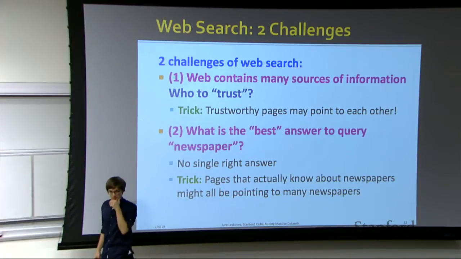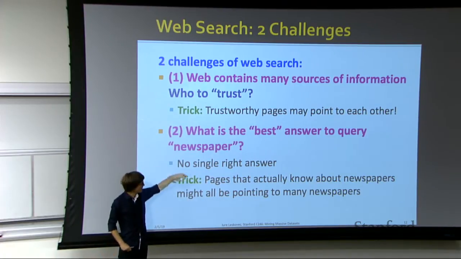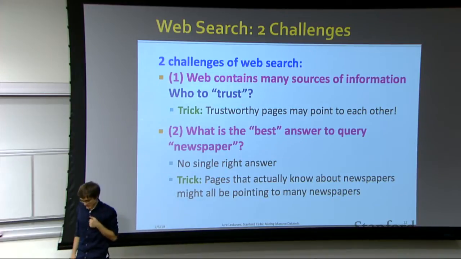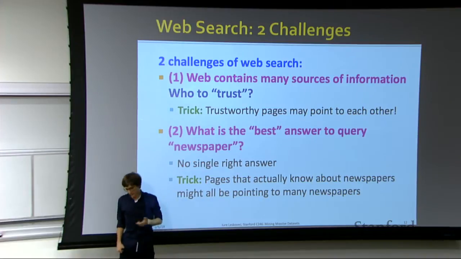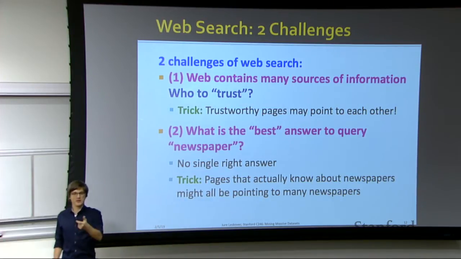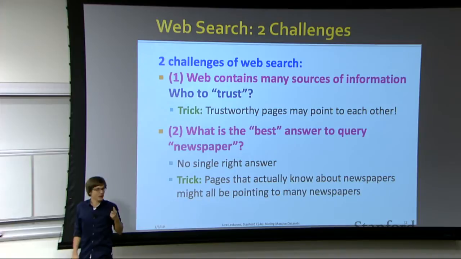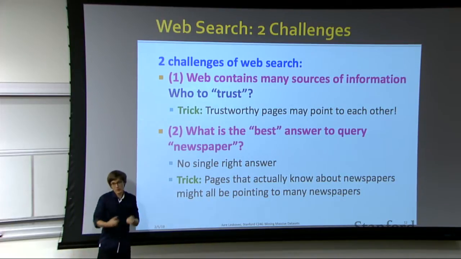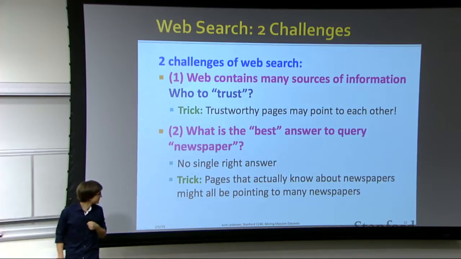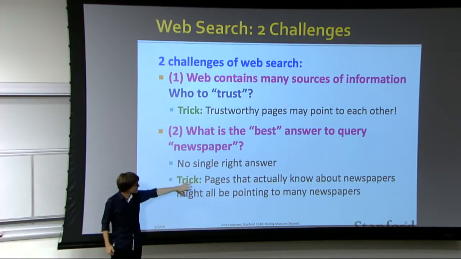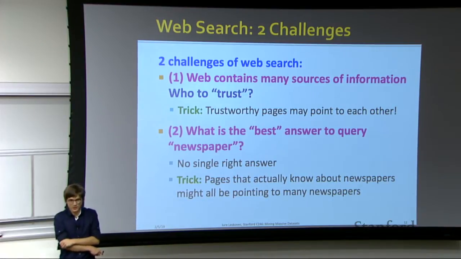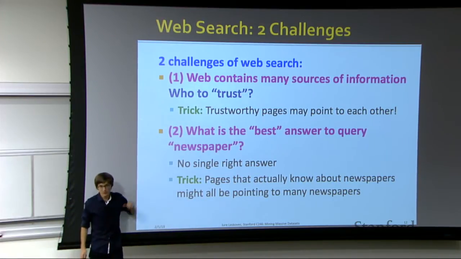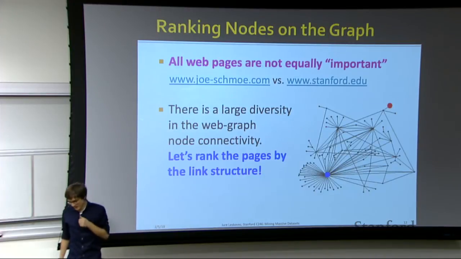And the second thing is, how do I find the best answer to the query newspaper? Maybe there is no singular right answer, and maybe even the word newspaper won't appear on the best newspapers. I don't think the word newspaper appears on the New York Times or Washington Post, right? So how do you search for newspapers? The idea is that you may want to exploit the web graph structure to find answers to queries like that. So that's why graphs are important.